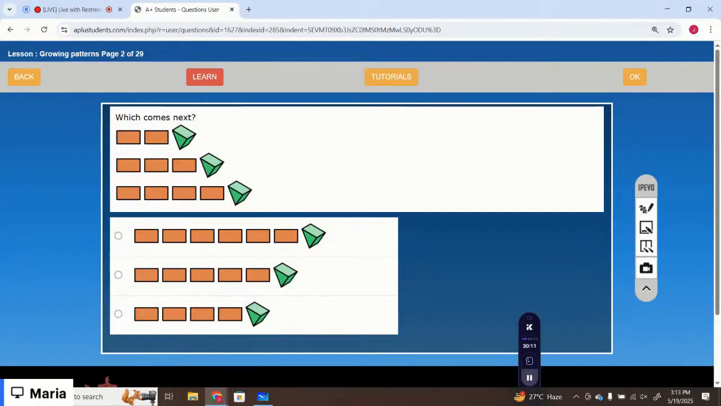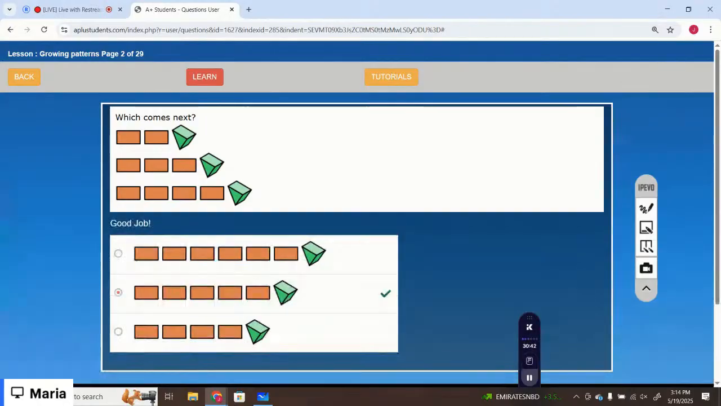Which comes next? So which is the correct option? Two rectangles and a triangle, then three rectangles and a triangle, then four rectangles and a triangle. So the rectangles are increasing by one. So we have five rectangles and a triangle. Option number two is the correct option.